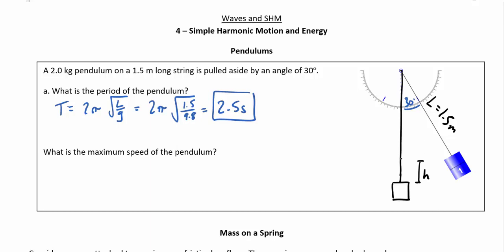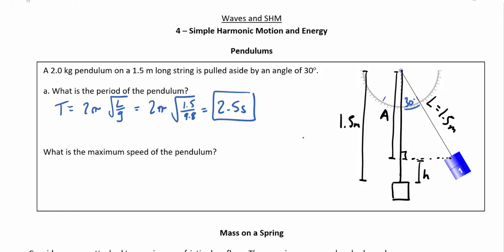To find that, we can draw a little line across here, and you'll see that this produces a right angle triangle right here, where the hypotenuse is the length of the string, and this length here is also 1.5 meters. But you'll notice if we have this distance here, which I'll just call A for adjacent, you can see that A plus H has to add up to my 1.5. So if I can solve for A using a sine ratio or cosine ratio, then I can figure out H. And so that's what we'll do.